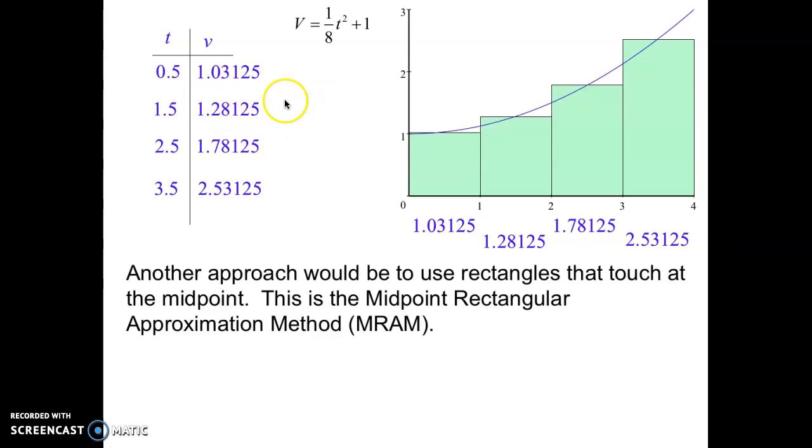Now notice when I'm drawing these rectangles, this is called the MRAM, which is the midpoint rectangular approximation method. And it is the most accurate, for the most part, if I have a monotonic curve, or in other words, a curve that only increases or only decreases. Notice I found each length by finding the midpoint value of each of these values of input.